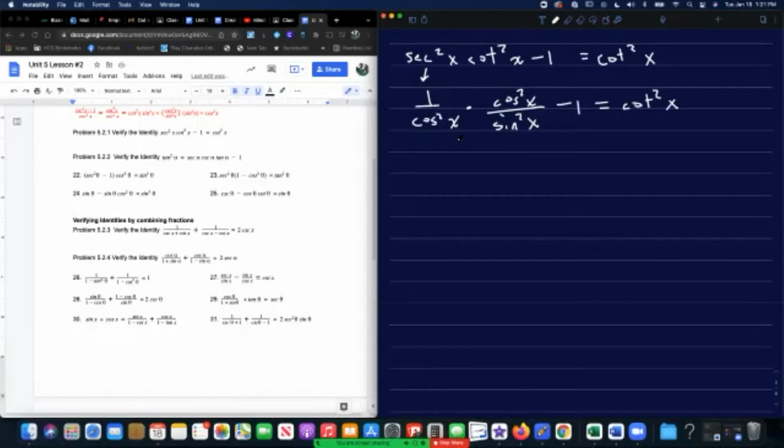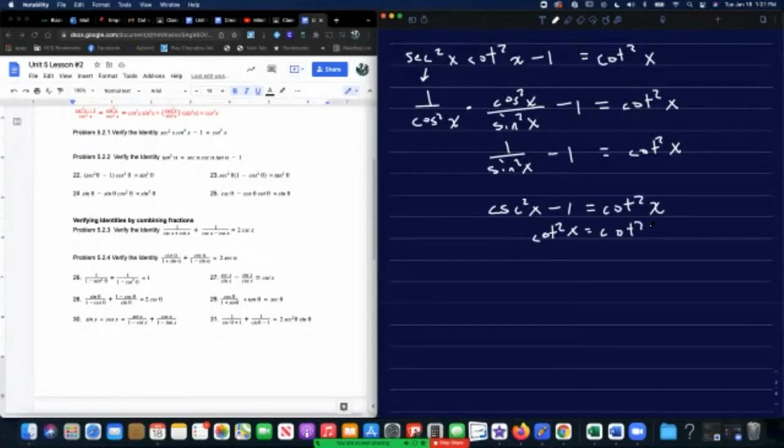So at this point, the cosine squareds cancel, and you're left with 1 over sine squared x minus 1 is equal to cotangent squared x. But 1 over sine squared x is really just cosecant squared x minus 1 is equal to cotangent squared x. And at this point, you could literally stop because this is a Pythagorean identity. But if you wanted to go further, you could say cotangent squared x equals cotangent squared x.